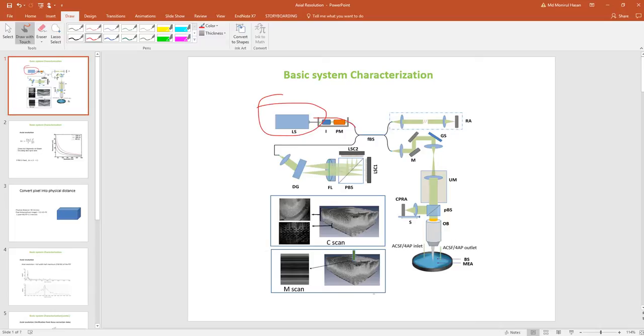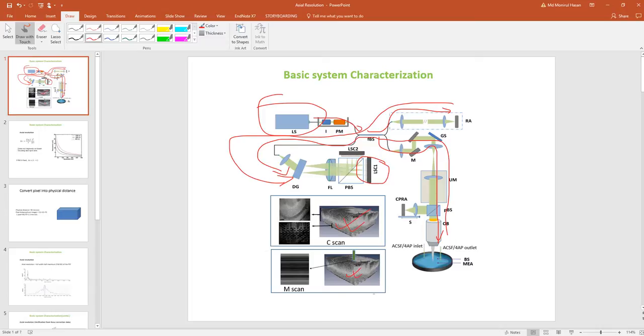We are sending light in this path. This is the beam splitter. Light is splitting in this direction as well as in the sample arm path. The light reflects back from both the sample arm and the reference arm, and they make interference here, and we get the interference signal from the line scan camera. So we will see this kind of image.